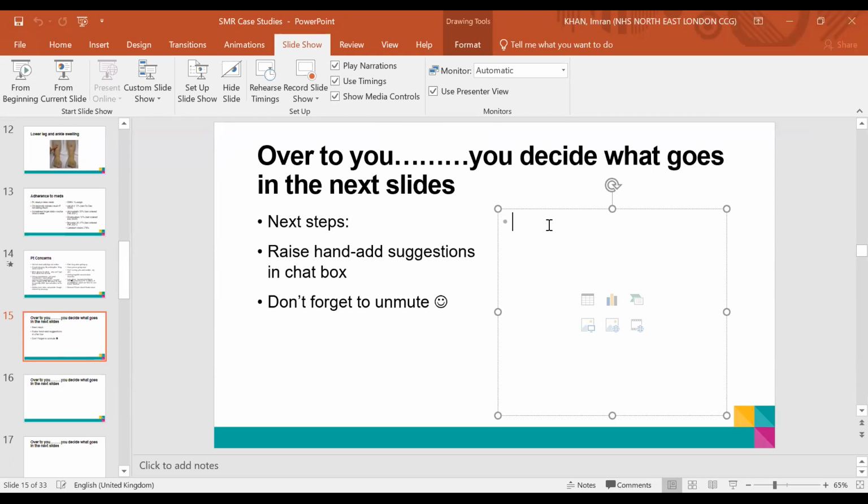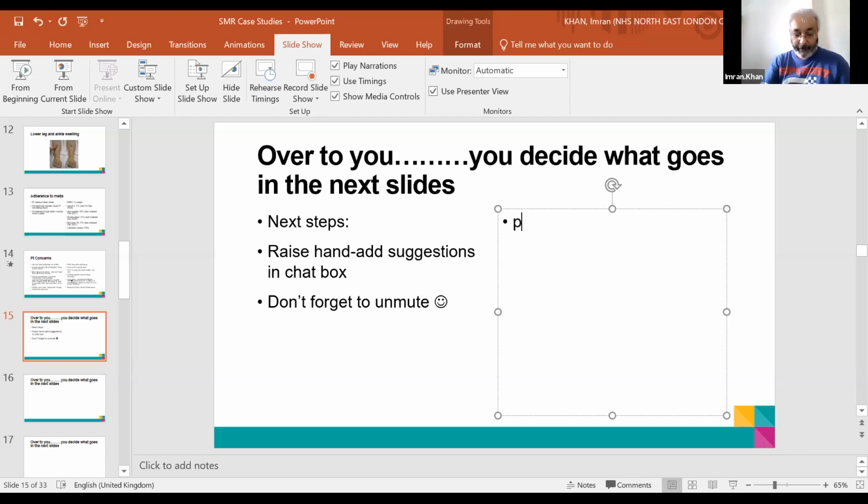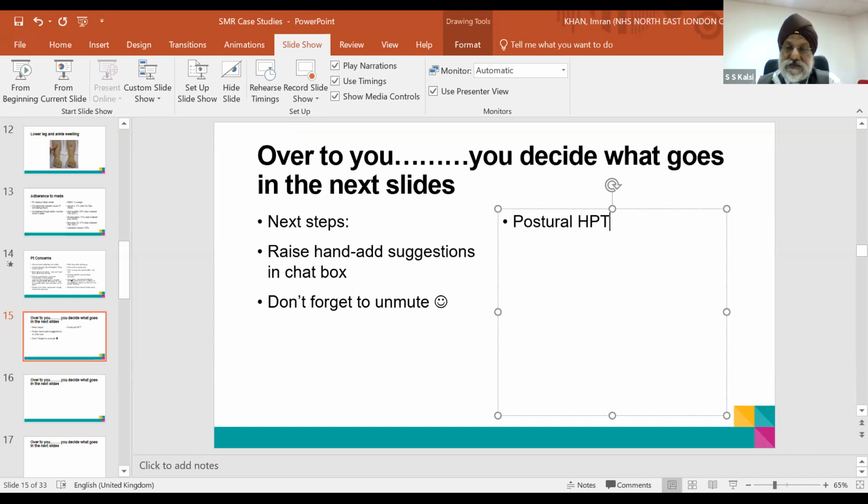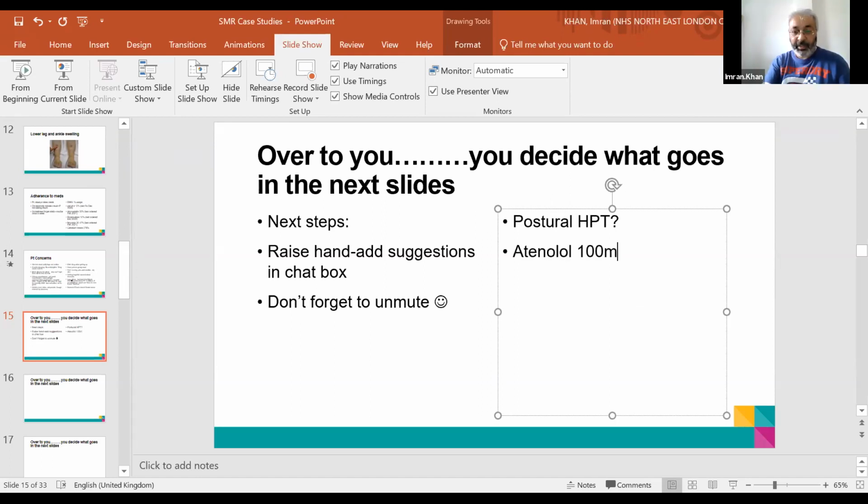So, can I come in? Yes, please. So she seems to have postural hypotension. Okay. And she's on 100 milligrams atenolol. Mm-hmm. So I think there is some scope for doing something there. In what way? Either dropping it down to 50 or switching her to something like bisoprolol.